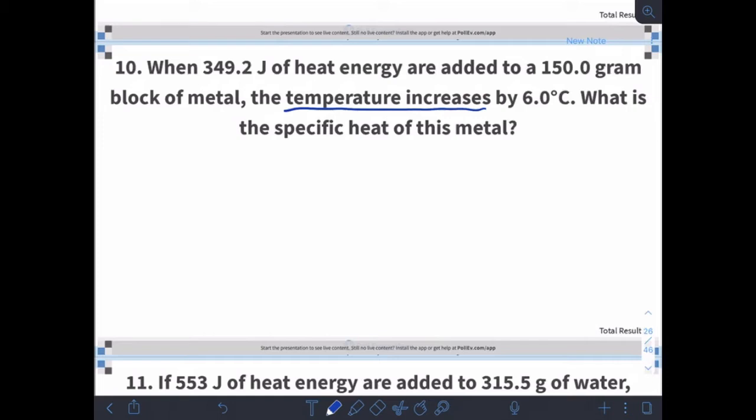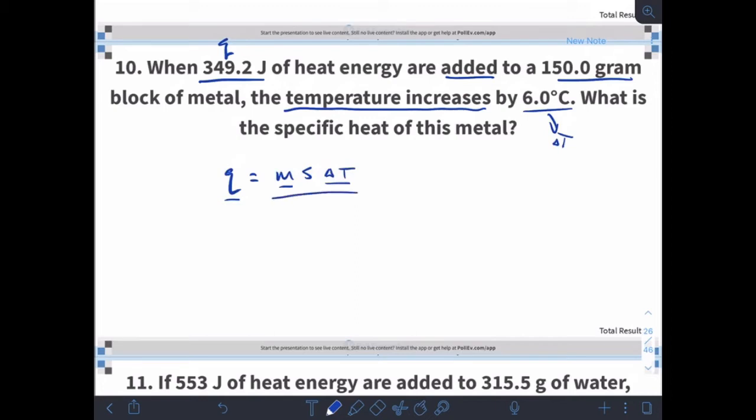So heat is going in, so that means that 349.2 should be a positive value. We're adding heat in. It even says so, added. And our temperature increase is 6 degrees. That is our delta T. And we're given grams, and we're given Q, which is our heat energy. So Q equals ms delta T, and we have Q, we have mass, and we have delta T.